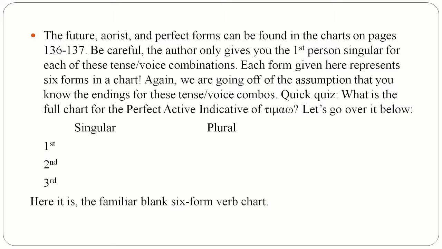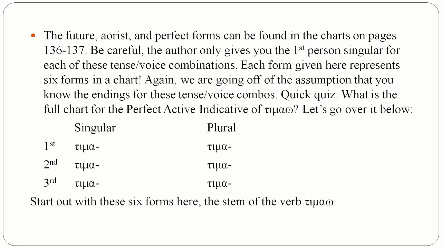Now let's do another quick in-class quiz here. What are the perfect active indicative forms of the verb? Let's work with timao again, this alpha contract. And let's go over this together. Okay, starting out with the familiar verb chart there. Blank 6 forms there, first, second, third person singular, first, second, third person plural. Okay, and what are you going to do first? Let's start off by filling in the stem of the verb timao in each of the 6 positions.